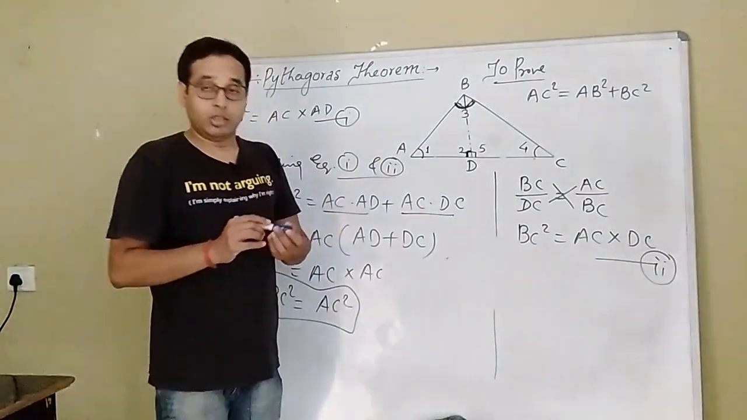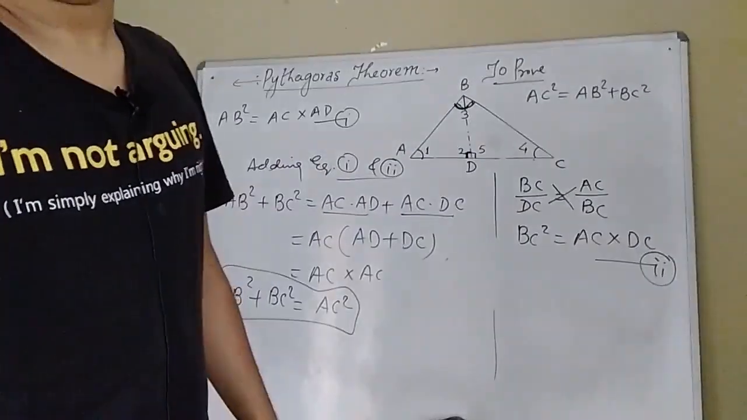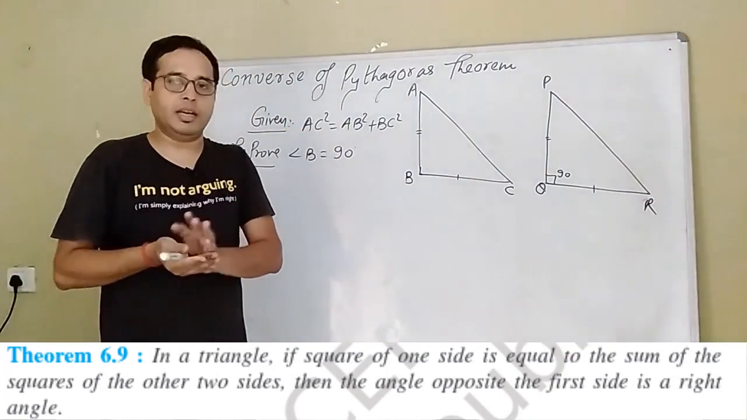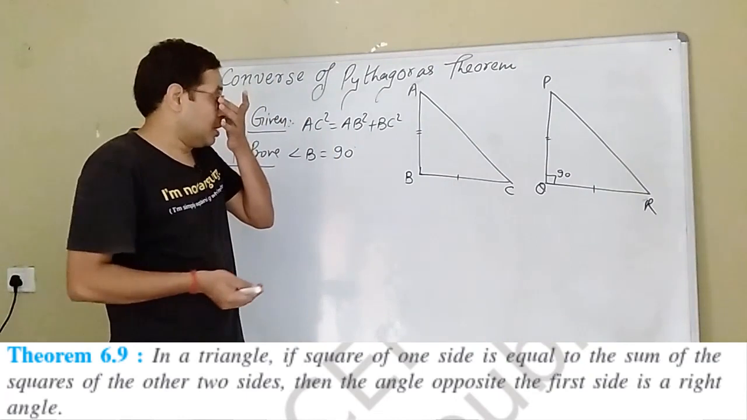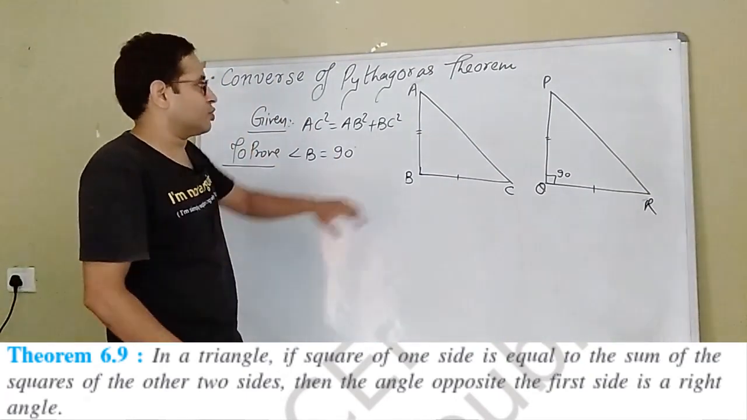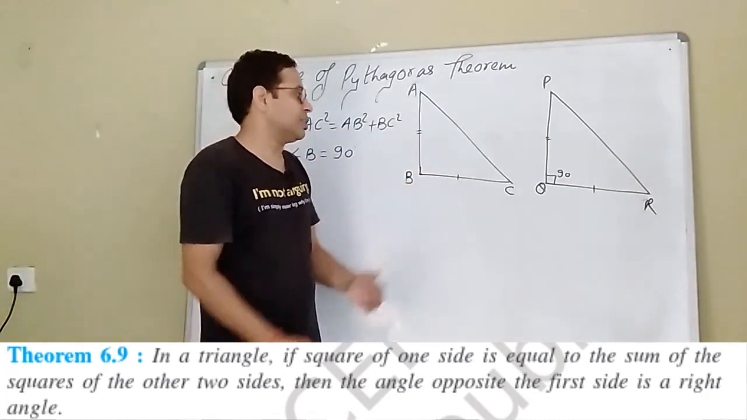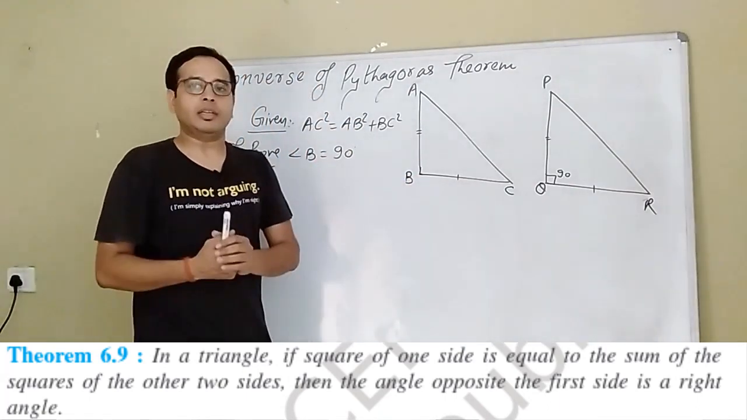So let's prove converse of Pythagoras theorem. Chalo dekhte hain. Hai na? Pythagoras theorem toh padh chuke. Now what is converse of Pythagoras theorem? Converse of Pythagoras theorem says that if the square of one side is equal to the sum of the squares of the other two sides, then the angle opposite to the first side will be 90 degree.